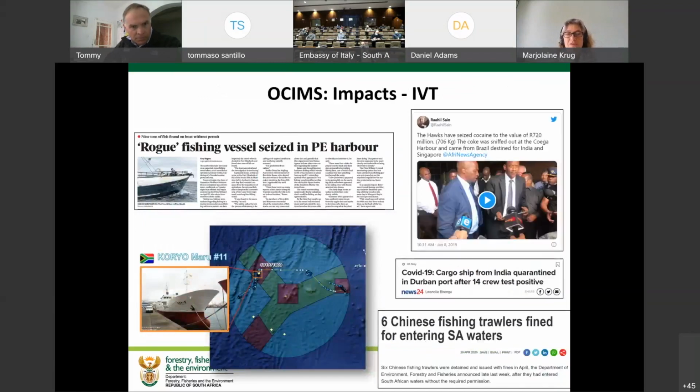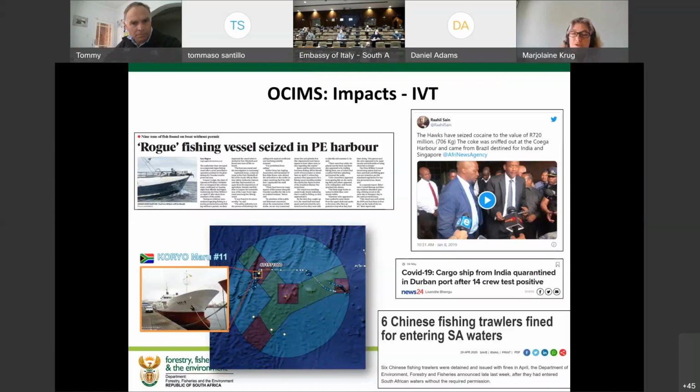We've had some success thanks to this tool. It's supported enforcement and helped in the arrest of a number of ships and prosecutions. And these are just some of the examples that we could find in the press, where it's led to the arrest of both illegal activities related to drug smuggling or illegal fishing activities. So yes, this is a tool that has quite strong economic value for us.